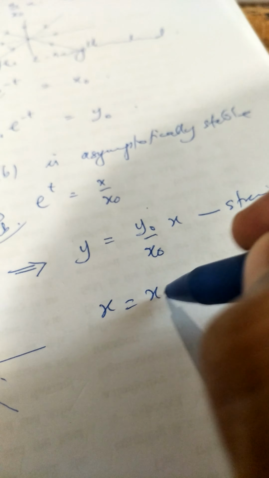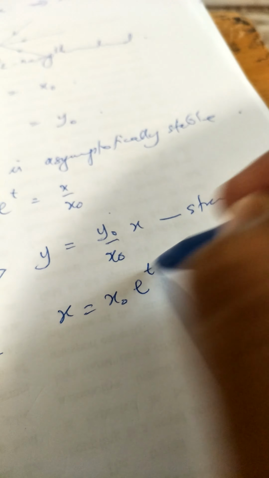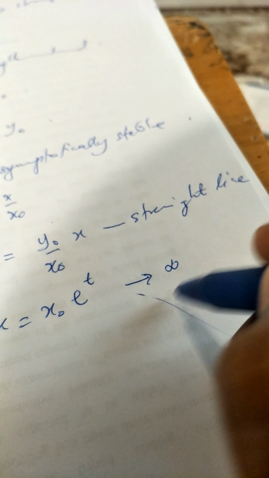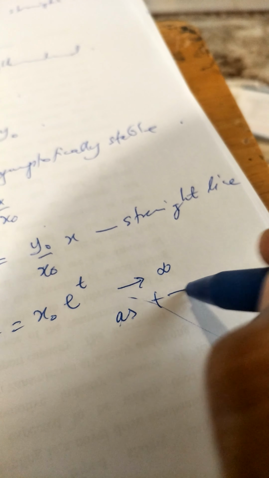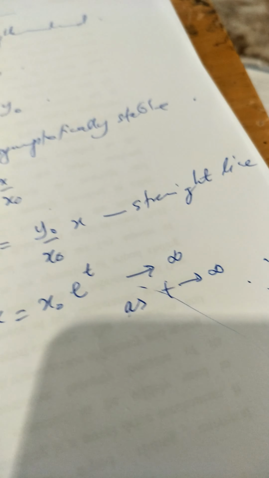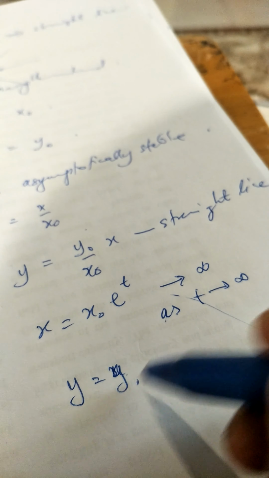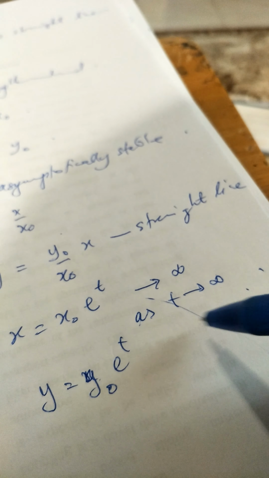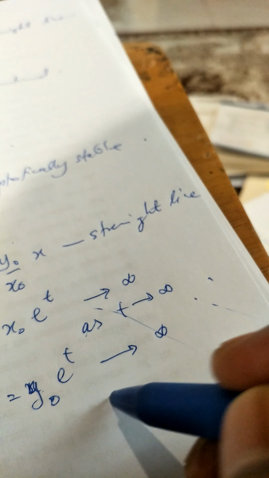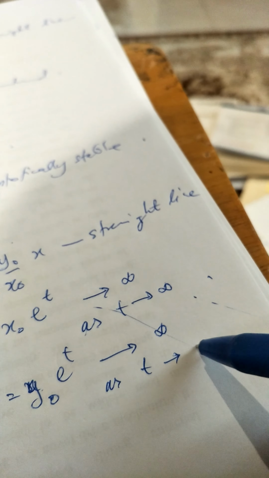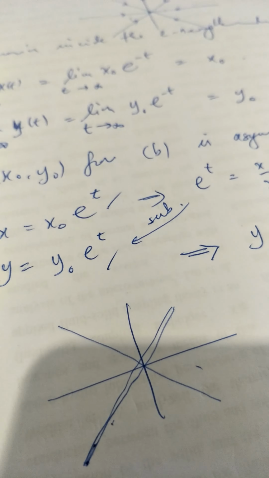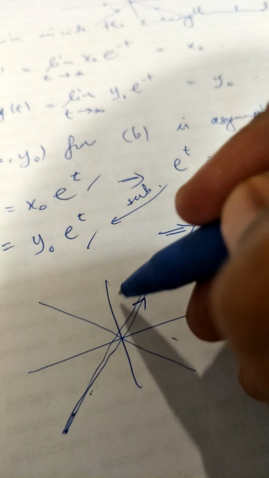So you can see x equals x naught e to the t goes to infinity as t goes to infinity, as well as y equals y naught e to the t also goes to infinity as t goes to infinity. Which means the trajectory points outward.